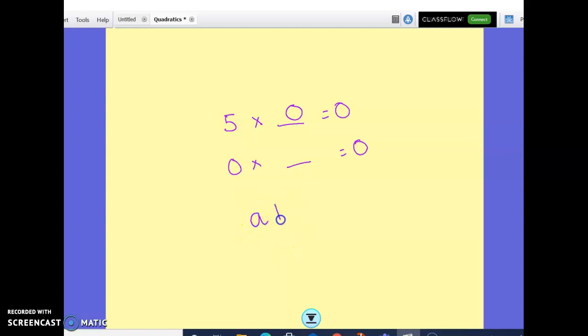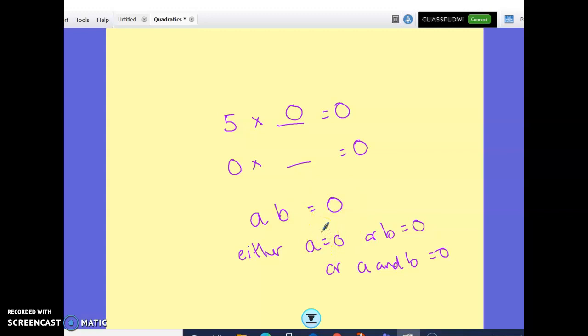This works another way. If I have two letters, if I do two things, A times B, multiplied by each other and get 0, then either A equals 0, or B equals 0, or A and B both equal 0. That's the only way I can multiply two things together and get 0, is if one of them is 0, the other one is 0, or they are both 0.